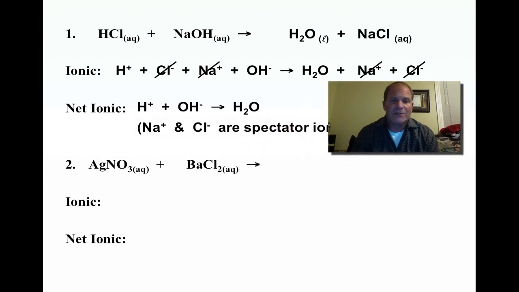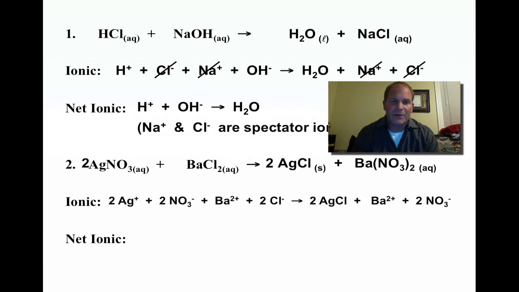Next one, I have silver nitrate and barium chloride. Again, if I were to break them down, I know it's the final product when I balance it, but if I was to first break them down, I'd have silver +1 binds up with the chloride -1 and forms silver chloride. My barium +2 joins up with the nitrate -1, so I need 2 nitrates to zero it out. Then I'd go ahead and balance it.